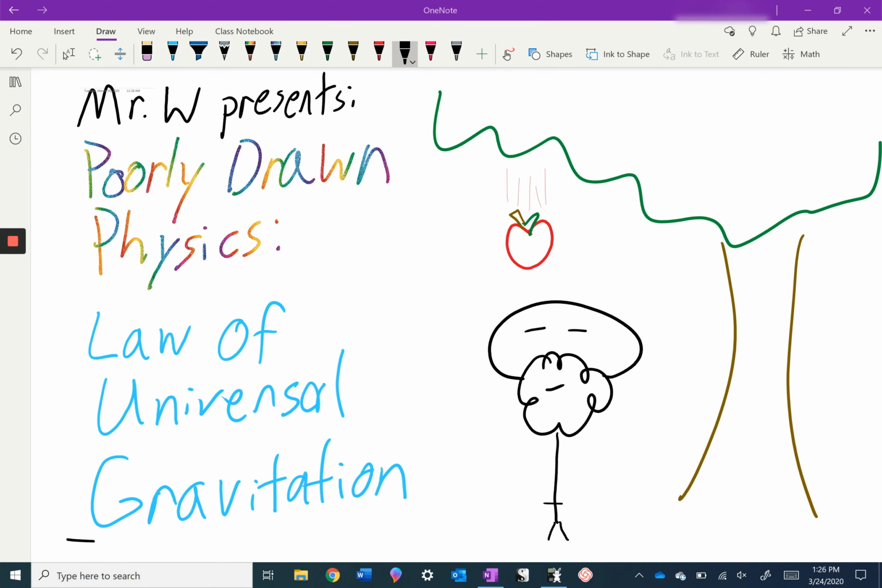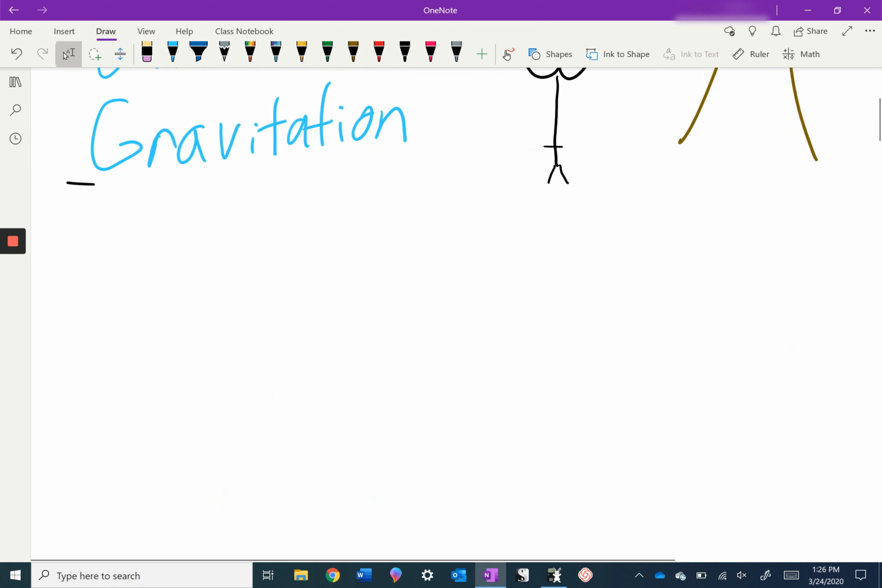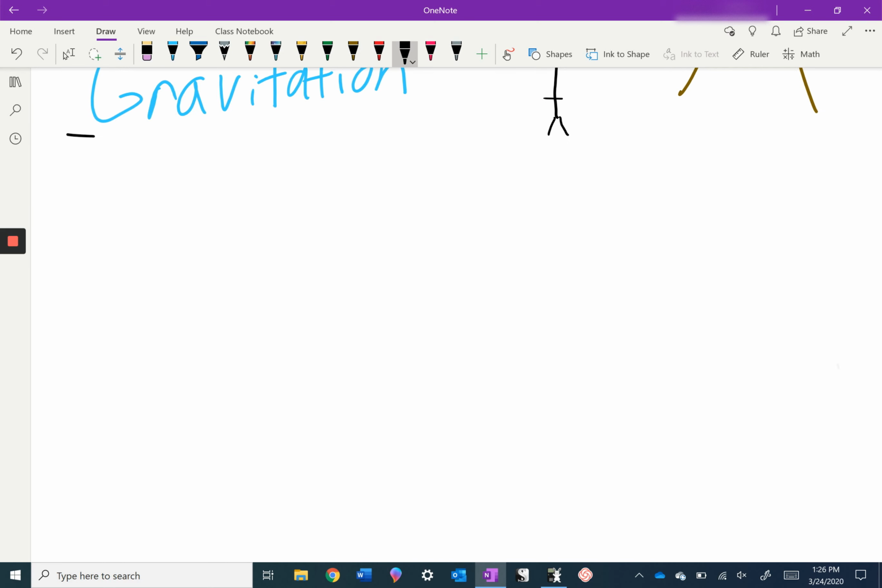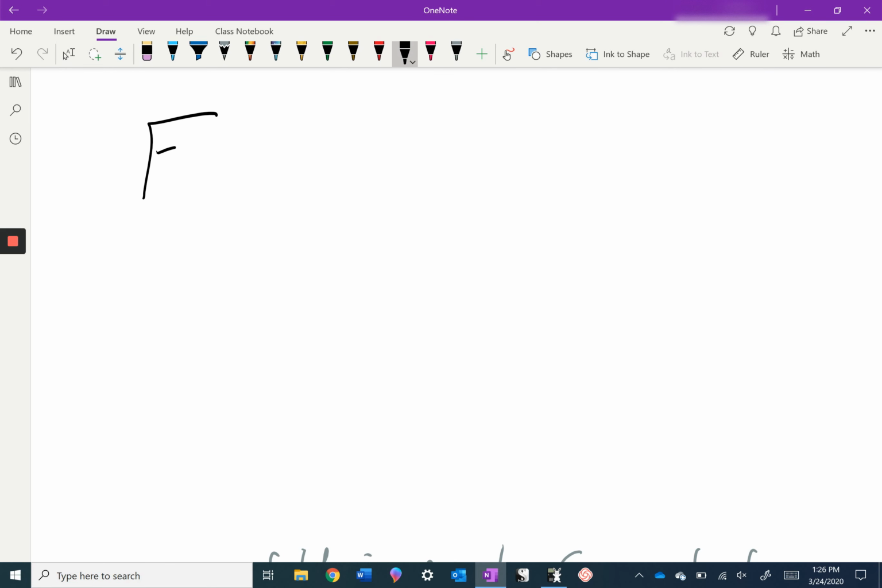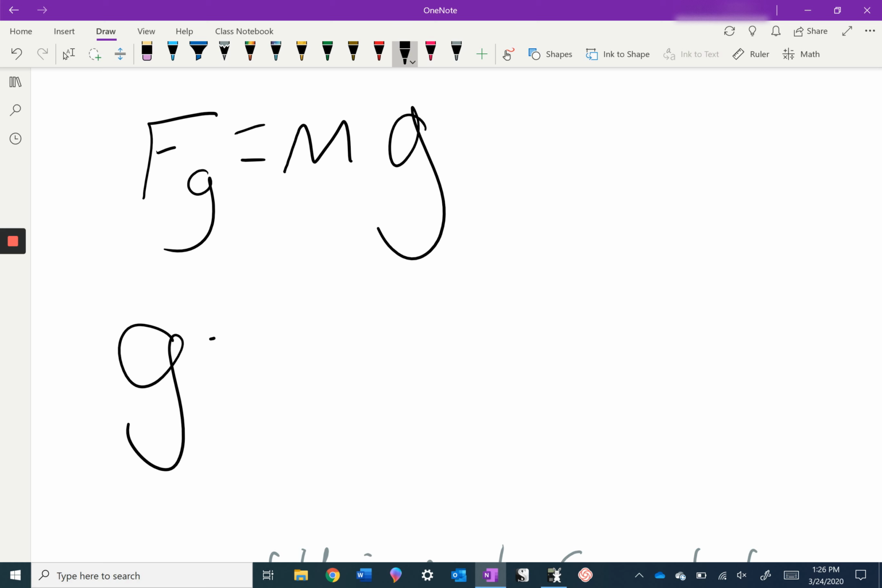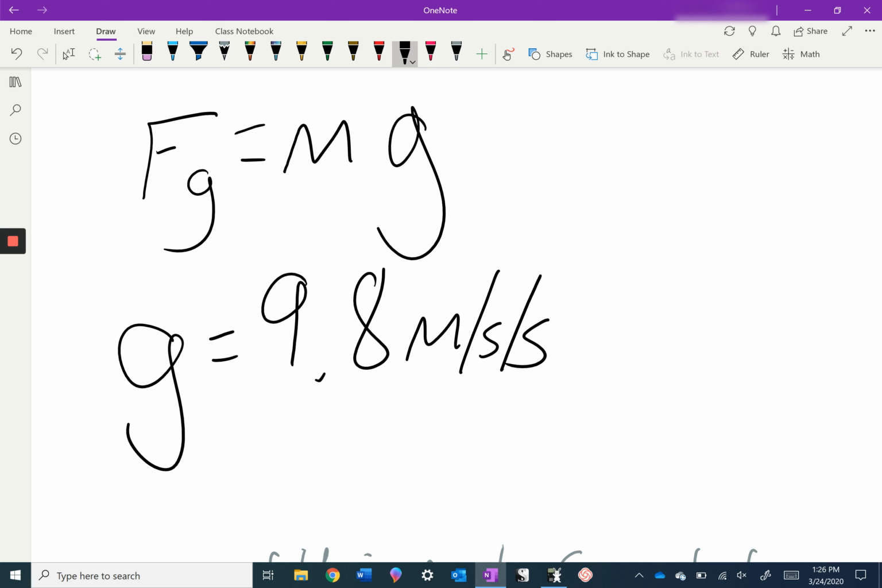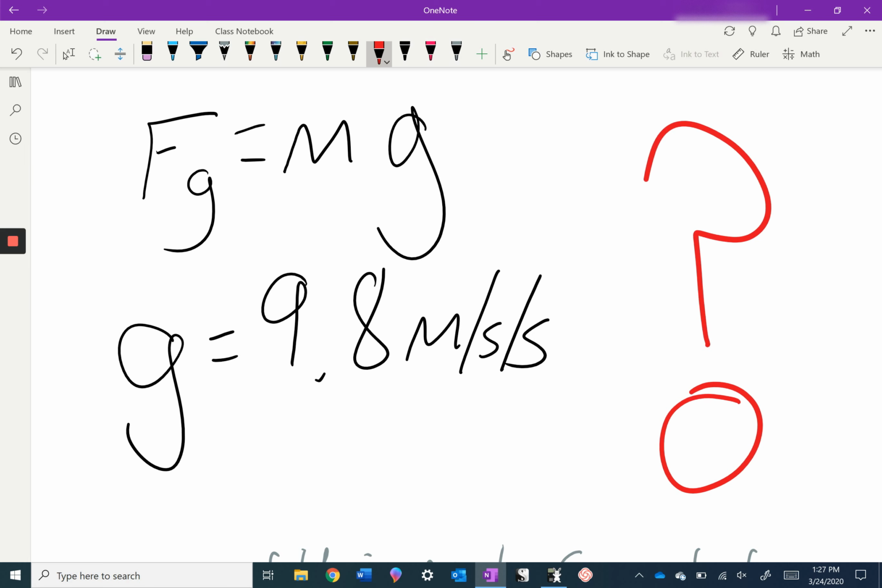Gravitation. If you remember back when we did a lot of stuff with Newton's laws, we used this little guy a lot. The force of gravity is equal to m times g. Now we know m is the mass and g is this number, 9.8 meters per second per second. And a question that a lot of y'all like to ask was, how do we know that? Where does that 9.8 come from?